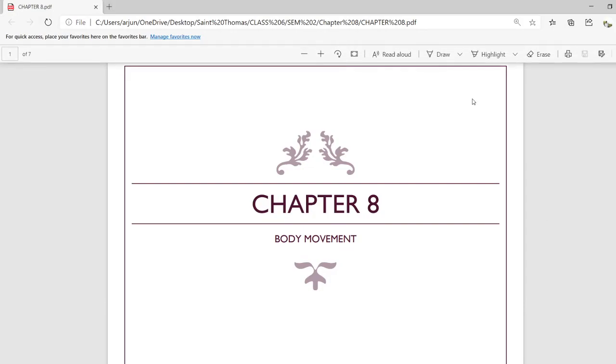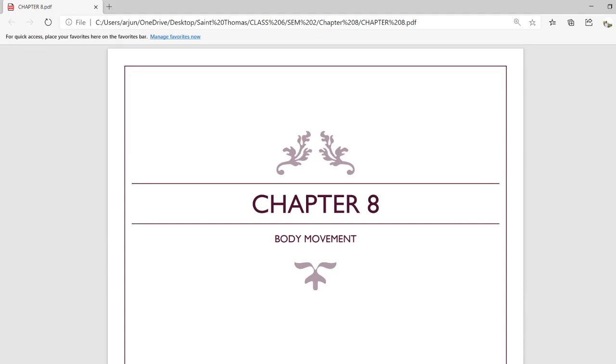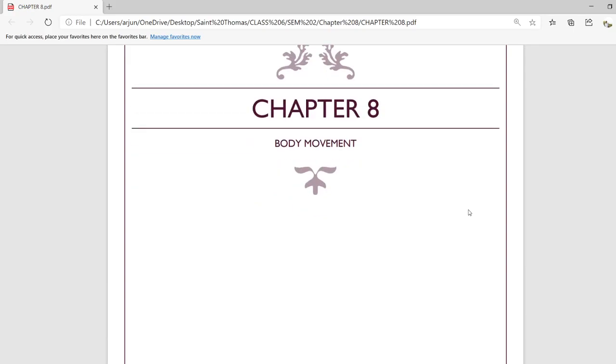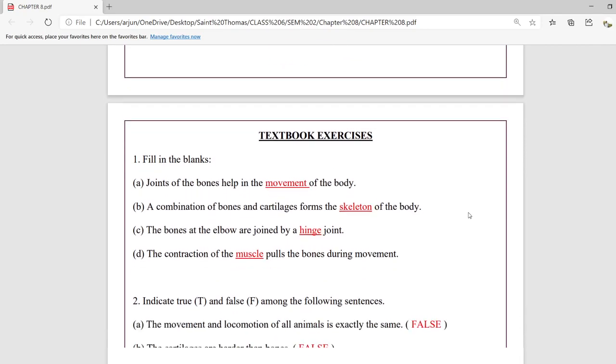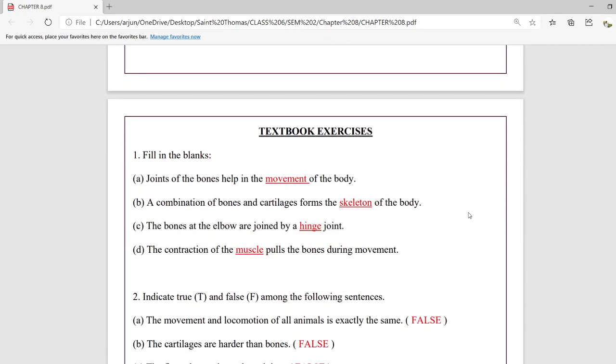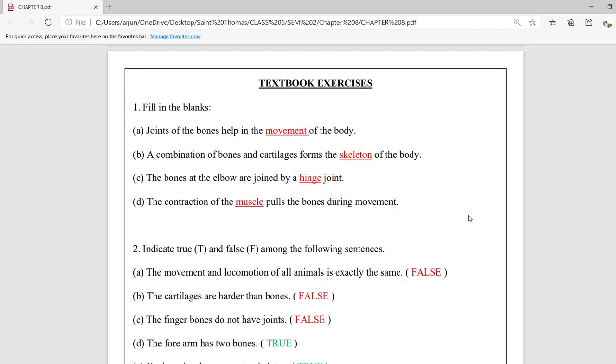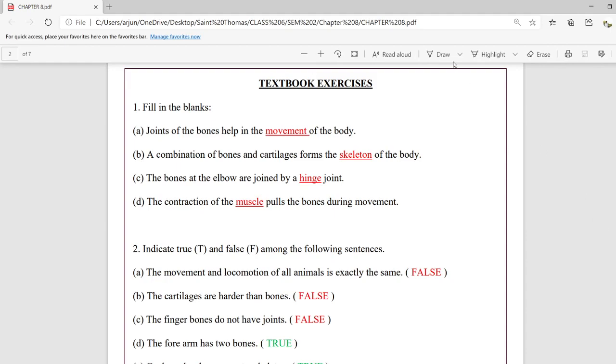So, in the last lecture, we have completed chapter number 8, the textbook chapter Body Movement. In this lecture, we will see the textbook exercise question answers one by one, and with that, we will see some of the questions from the workbook also. So, first, starting from the textbook exercise. The first is fill in the blanks.